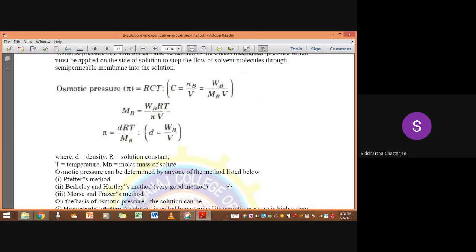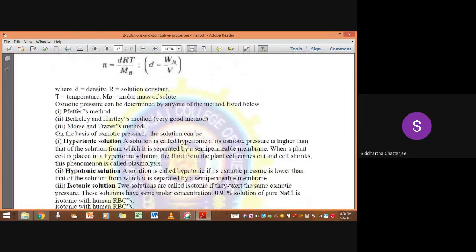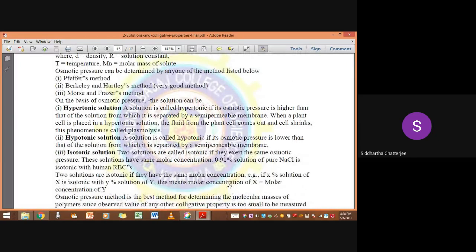Then here you will find hypertonic solution, hypotonic solution, and isotonic solution. Isotonic solution means the same osmotic pressure when you are considering two solutions. Suppose solution 1 has osmotic pressure pi 1 and solution 2 has osmotic pressure pi 2. For isotonic solutions, pi 1 equals pi 2. From the formula, pi 1 is C1 RT and pi 2 is C2 RT. Now RT cancels, so C1 equals C2.